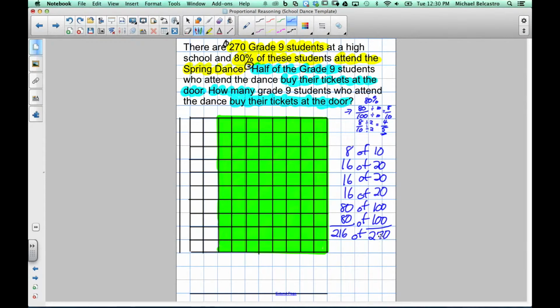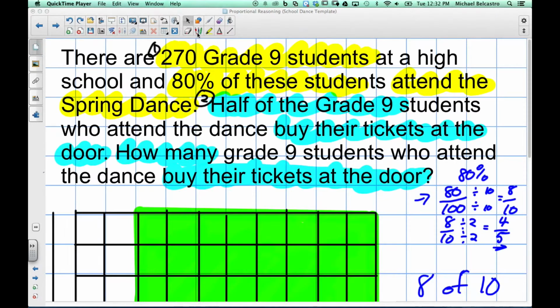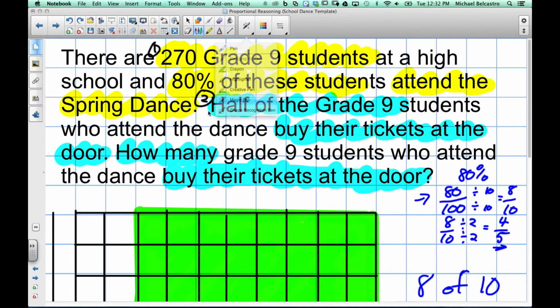Now I could have made a grid of 270, which would have been hard, but I worked with round numbers that I was very much used to. Okay, so that is the part 1 of this question. Okay, so now let's look at part 2.